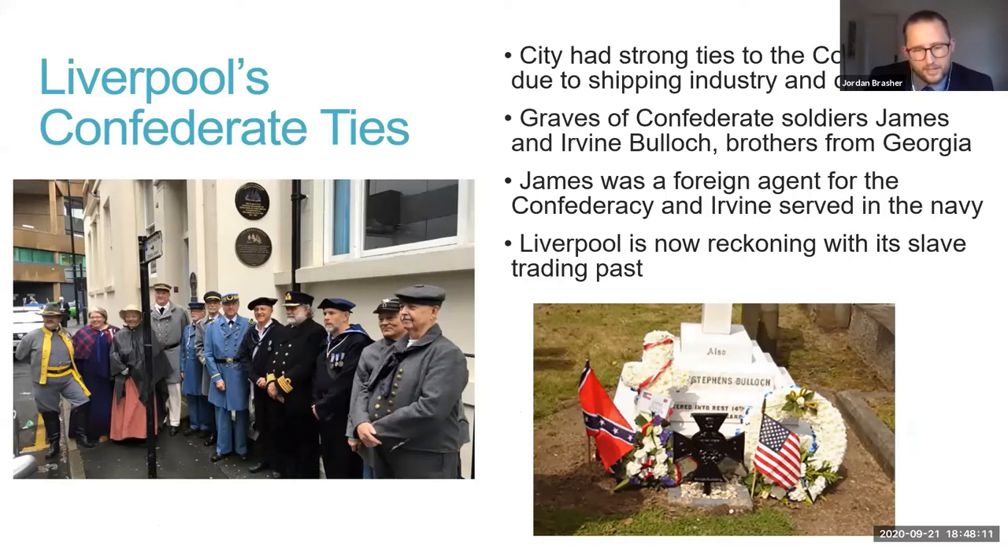We can make note of some of these other places where the symbol appears outside the United States. In Liverpool's Toxteth Park Cemetery in the United Kingdom, for example, Confederate soldiers James and Irvin Bullock, both brothers from our own state of Georgia, are buried. James was a foreign agent for the Confederacy while Irvin served in the Confederate Navy. Little known about the city of Liverpool as well is that it had strong ties to the Confederacy due to its shipping industry and also the trade in cotton.